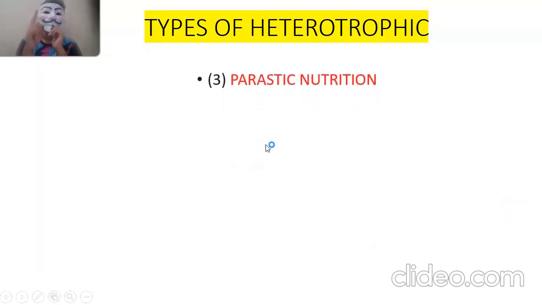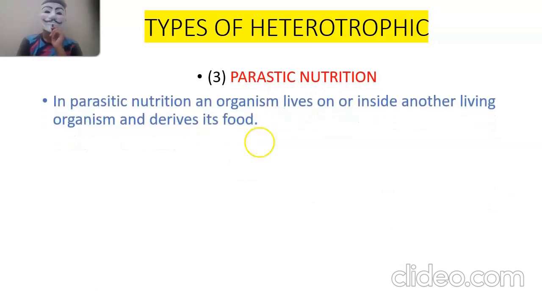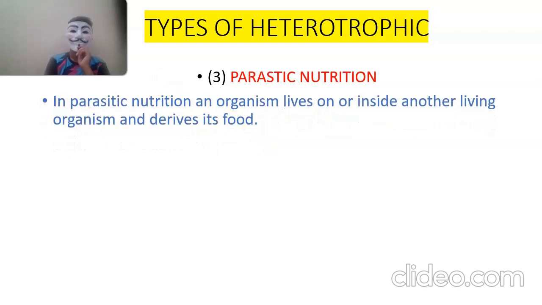So in saprophytic nutrition, the organisms depend on dead and decaying matter. Now let's see another type, which is none other than parasitic. You don't have to read this whole definition, I will tell you in a short way. In parasitic nutrition, the organism lives on the body of the host without killing it, and it absorbs the nutrition.